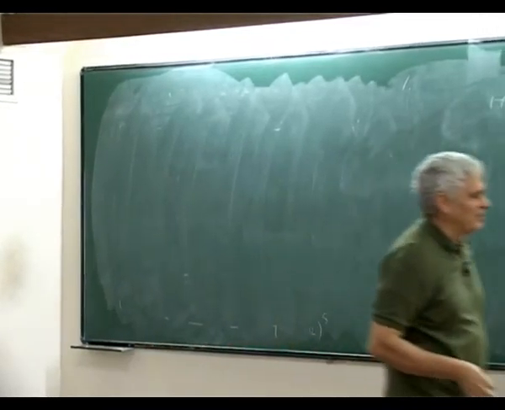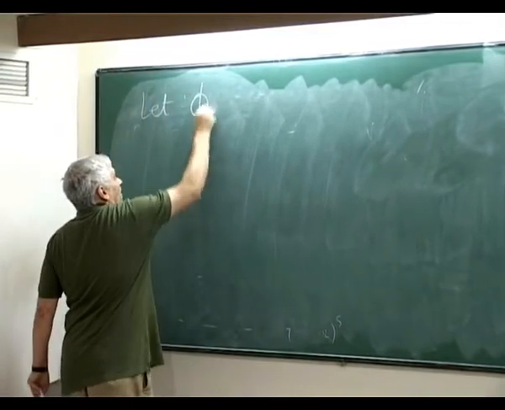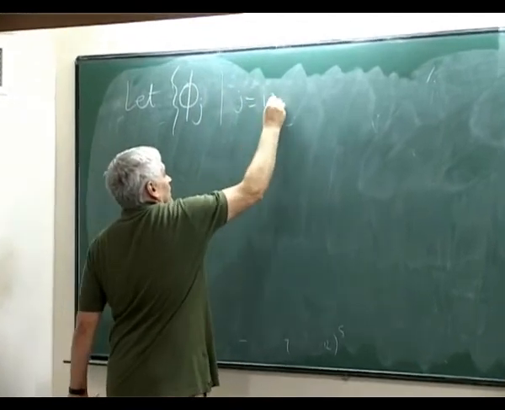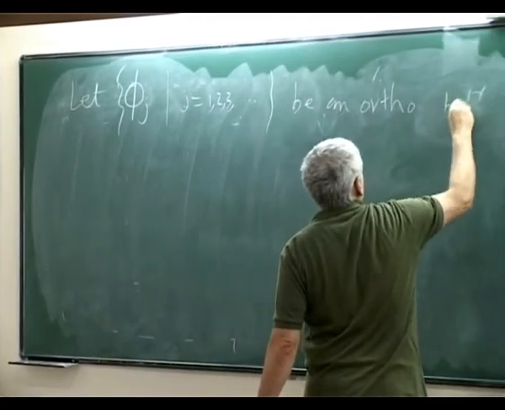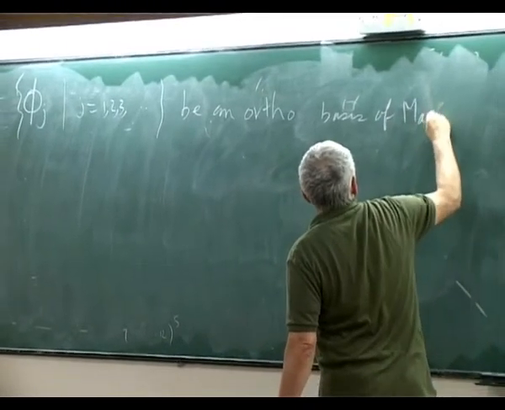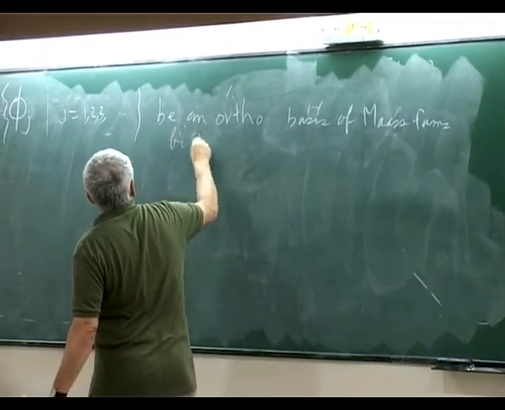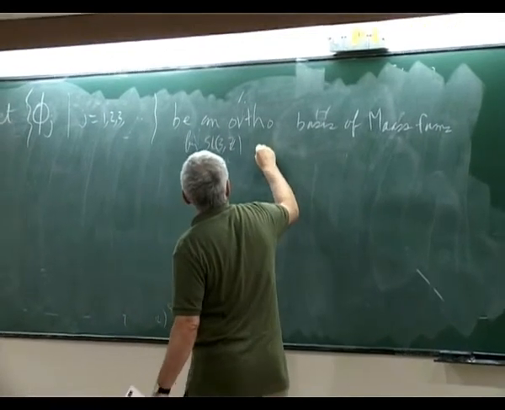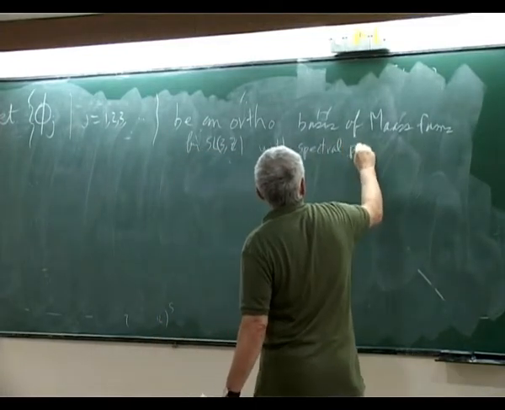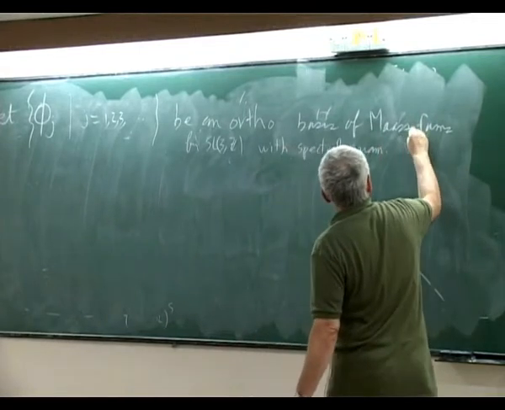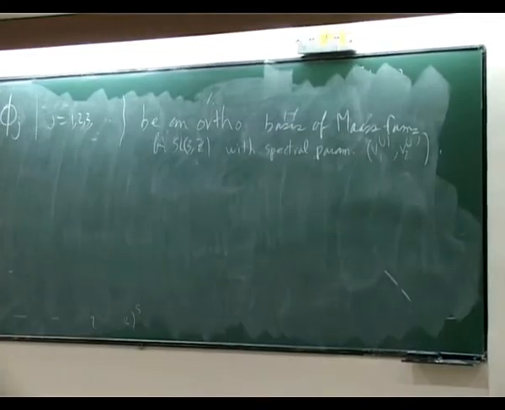There's one other thing that comes up. Let φ_j, for j = 1 and so on, be an orthonormal basis of Maass forms for SL3(Z) with spectral parameters. So it's ν_1^j and ν_2^j. Each jth Maass form has a ν_1^j and a ν_2^j.